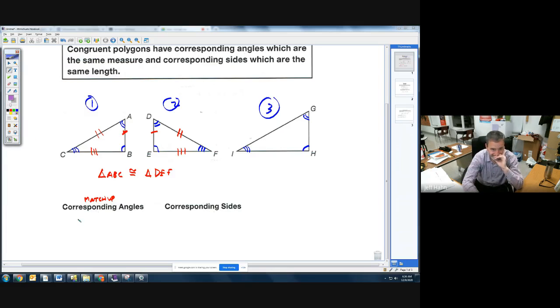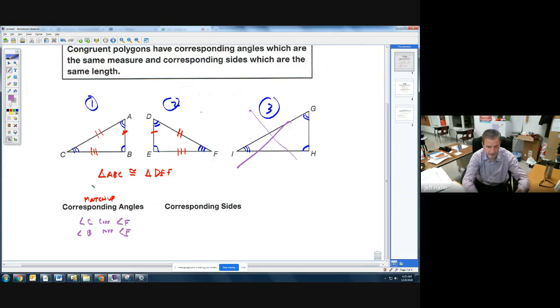The corresponding angles here, and we're just going to be talking about triangles, these two triangles here. We're going to leave this one out because it is not a congruent triangle. Corresponding angles look like this. Angle C, we put our little angle sign, corresponds to what angle? Angle F. Angle B corresponds to angle E.